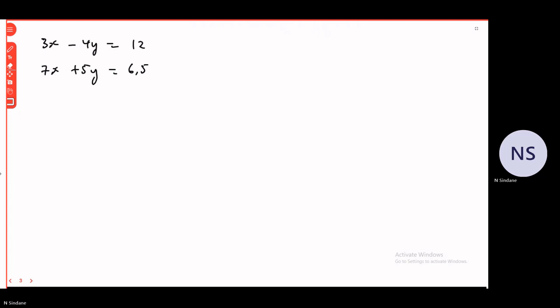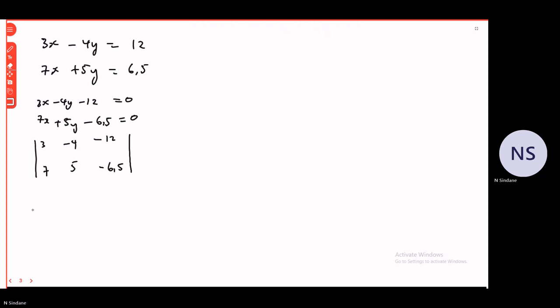Right? And then the first thing to do, transpose everything. Let these two equations be equal to 0. So this will be 3x minus 4y minus 12 equals 0. And then you'll have 7x plus 5y minus 6.5 equals 0. Right? After doing that, you can rewrite it in terms of this: 3, 7, minus 4, 5, minus 12, minus 6.5.